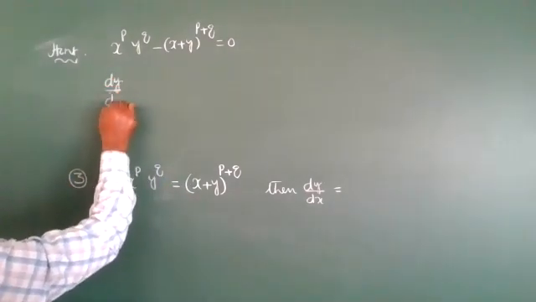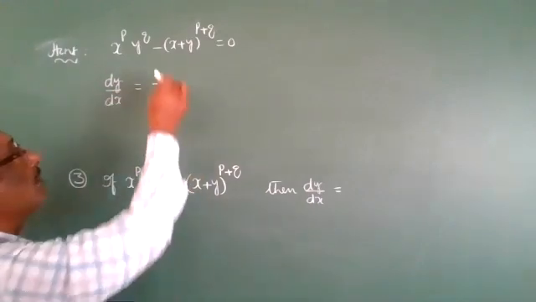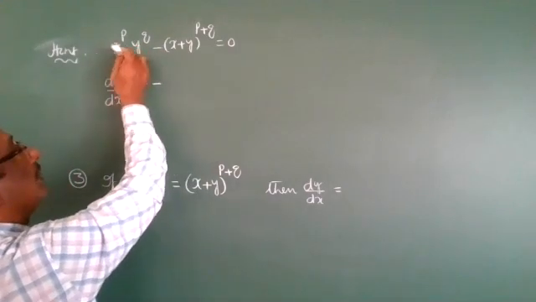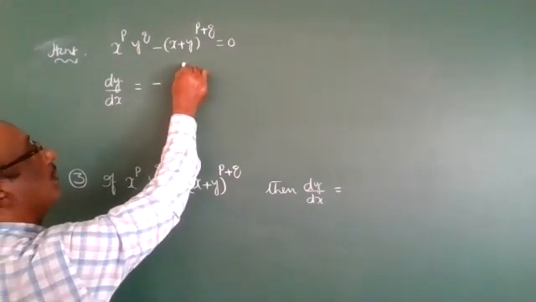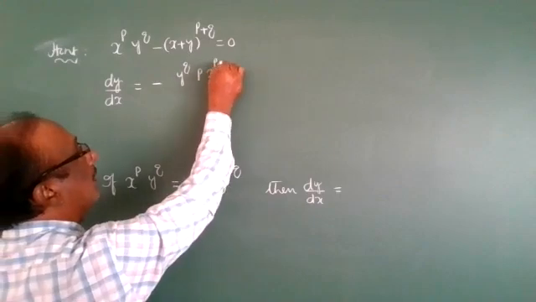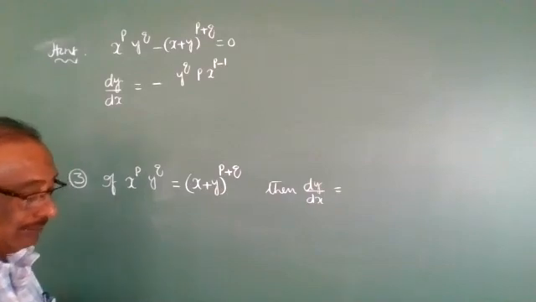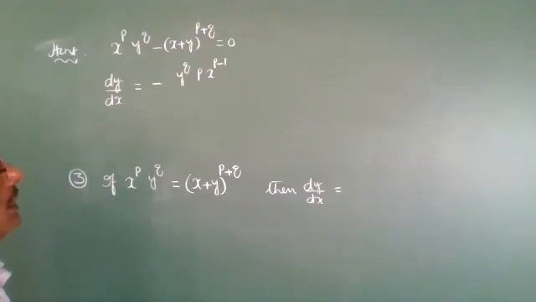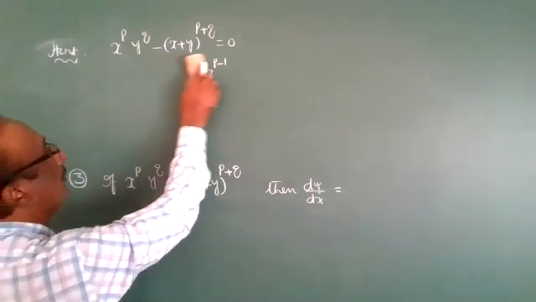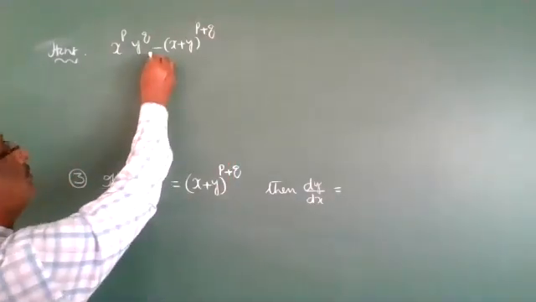Next, dy by dx is equal to minus of the partial derivative with respect to x, with y constant. Here y^q is the coefficient of x, and the x derivative is p times x^(p minus 1). So the derivative will become a long procedure. That's why I will use some other simplification method.